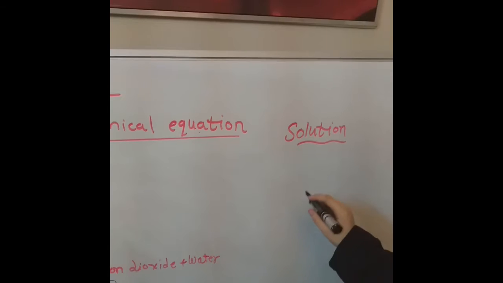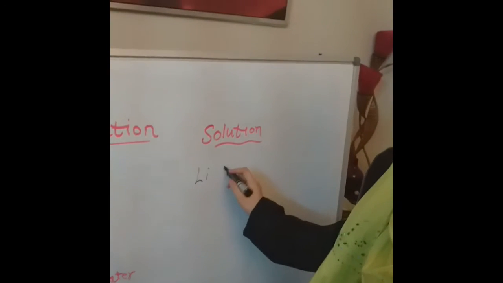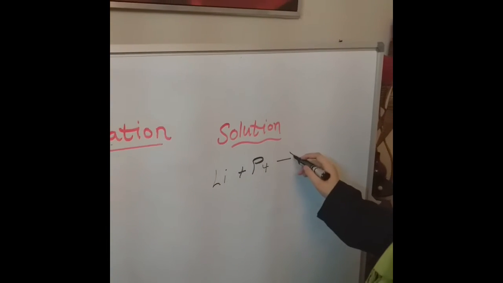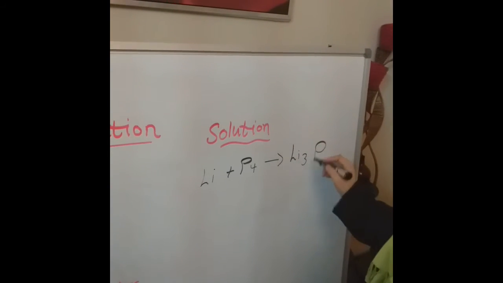So let us go and write the formula. First thing, lithium plus phosphorus with the subscript of 4, is equal to lithium with the subscript of 3, and phosphorus here.